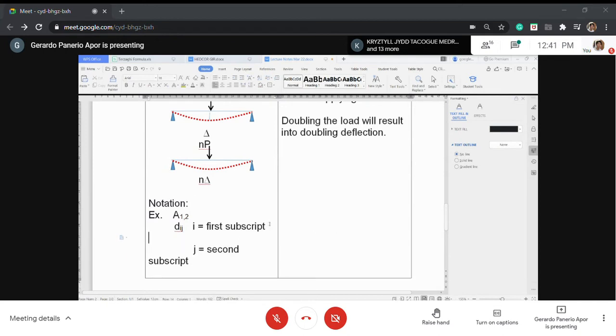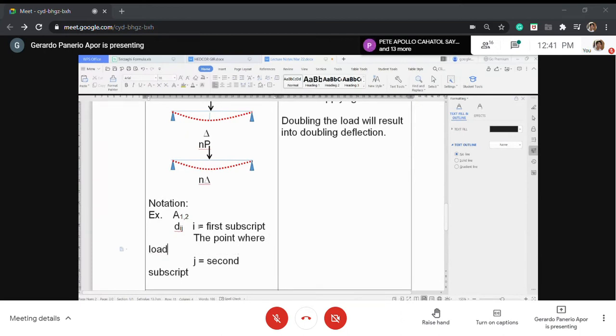Okay, the first subscript is the point where the load is applied. Just identify the point where your load is placed, and that is your first subscript. Okay? Because I have no example here, you cannot see its application, no? But later, when we get to applications, you will see it.